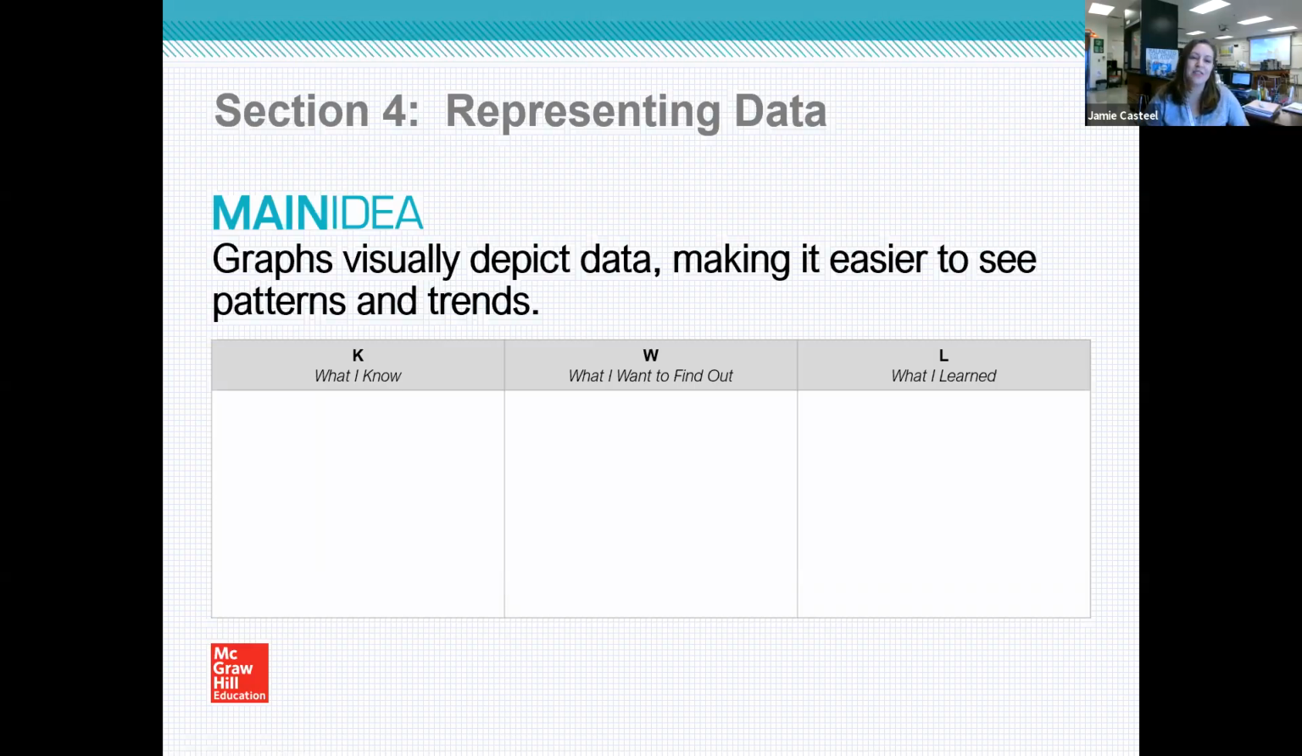Section 4, representing data. Main idea here: graphs visually depict data, which makes it easier to see patterns and trends. What do you know about graphs? What do you know about graphing data? How can you find a pattern and trend? What else do you want to know? And please come back and think about what you learned.